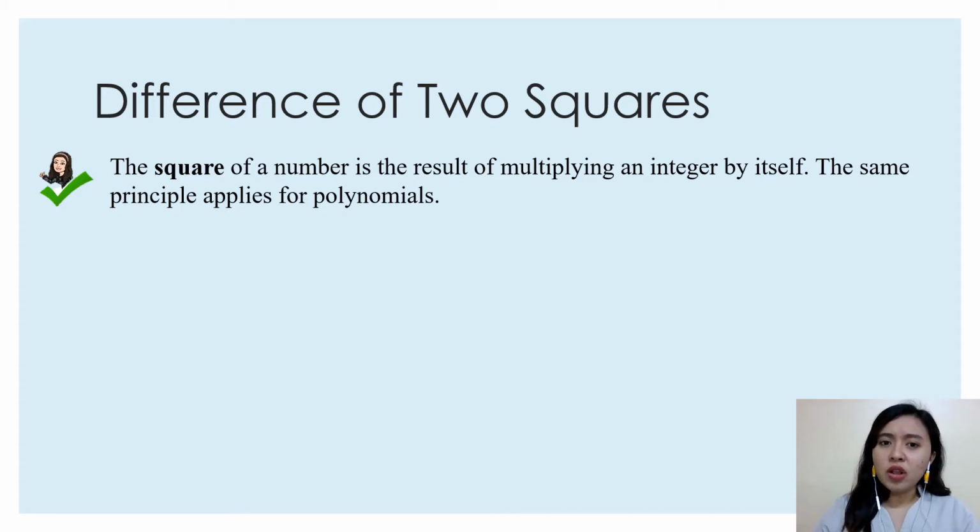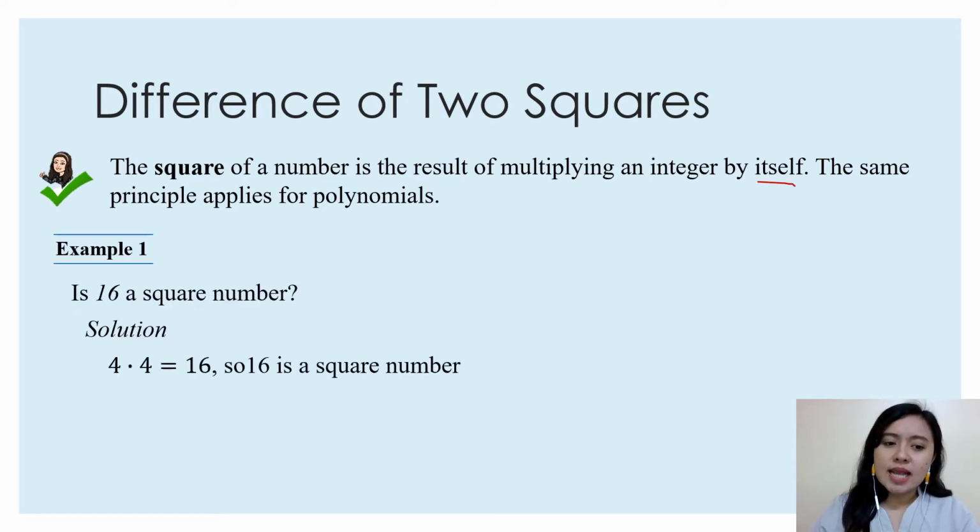So first of all, we need to understand what is a square of a number. The square of a number is the result of multiplying an integer by itself. The same principle applies for polynomials as well. So let's take a look at an example.